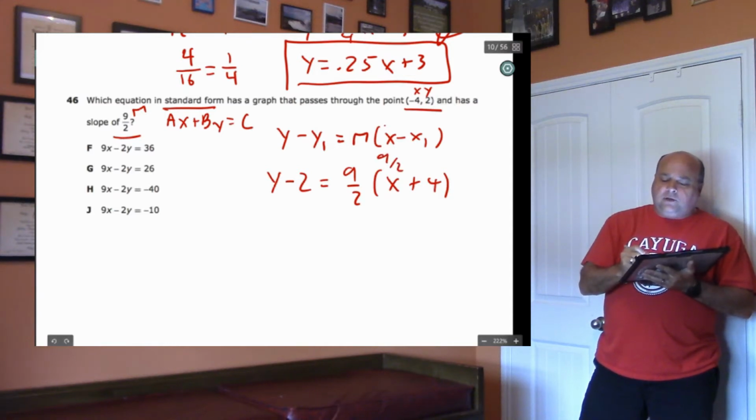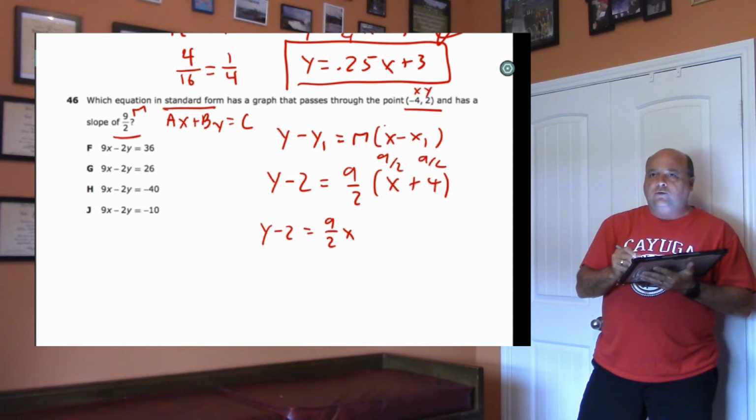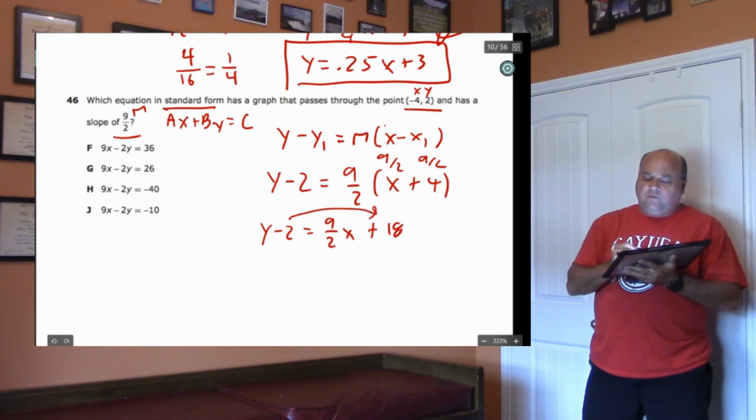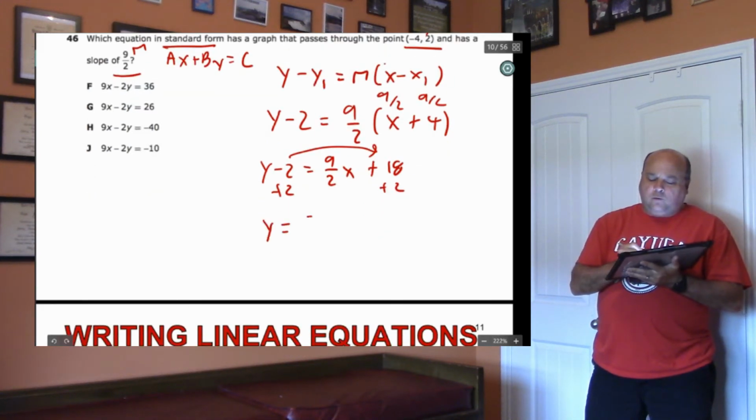Now I'm going to distribute the 9 over 2. So y minus 2 equals 9 over 2x, and this right here is going to be 4 times 9 divided by 2. 36 divided by 2 is 18. Okay. Next step is to move over the 2. So I'm going to get y equals 9 over 2x plus 20.